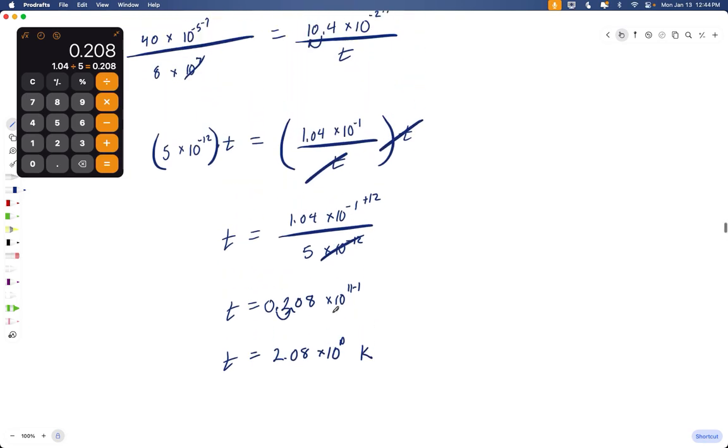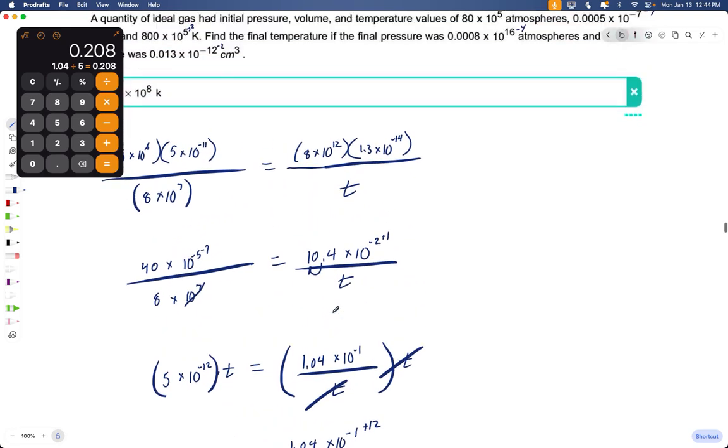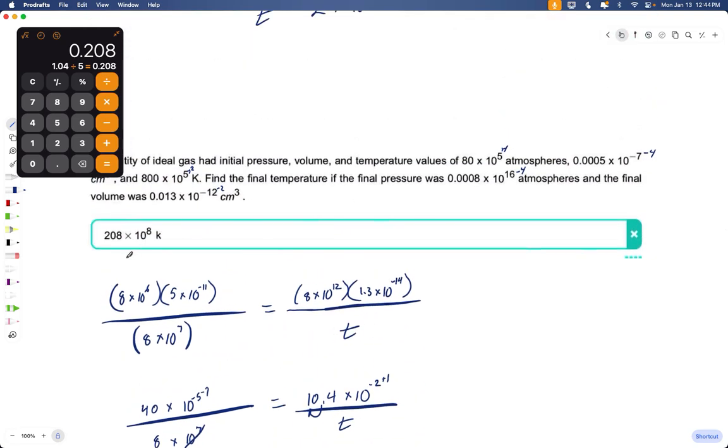So 2.08 times 10. So that's what you've got wrong here. You don't have the decimal place in the right spot. This is not standard notation. Otherwise, this would be correct. And use a capital K.